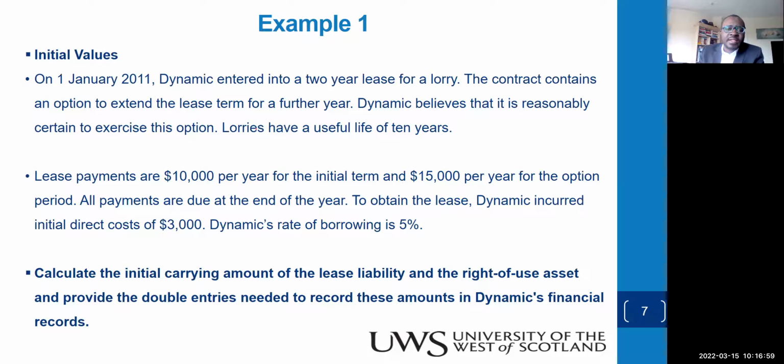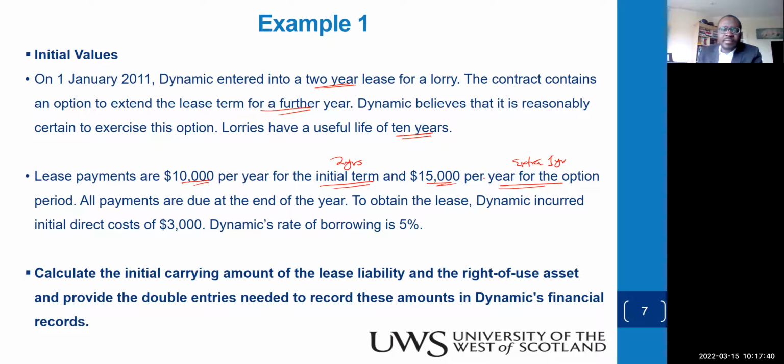On 1st January, Dynamic entered into a 2-year lease for a lorry. We are told that the contract contains an option to extend the lease for a further year, 3 years in total. Dynamic believes that it reasonably will exercise this option. Lorries have a useful life of 10 years. The lease payment is 10,000 for the initial term. What is the initial term? The 2 years. And 15,000 per year for the option period, the 15,000 for the extra 1 year.